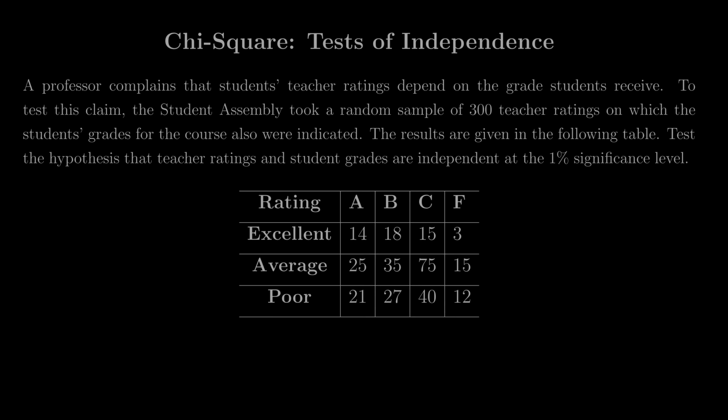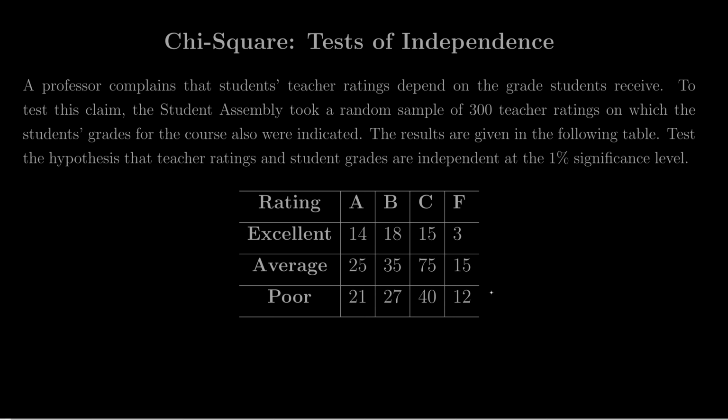One of the tests using the chi-square distribution is a test of independence of two variables. For example, a professor claims that students' teacher ratings depend on the grades students receive. To test this claim, the student assembly took a random sample of 300 teacher ratings on which the students' grades for the course also were indicated. Test the hypothesis that teacher ratings and student grades are independent at the 1% significance level.